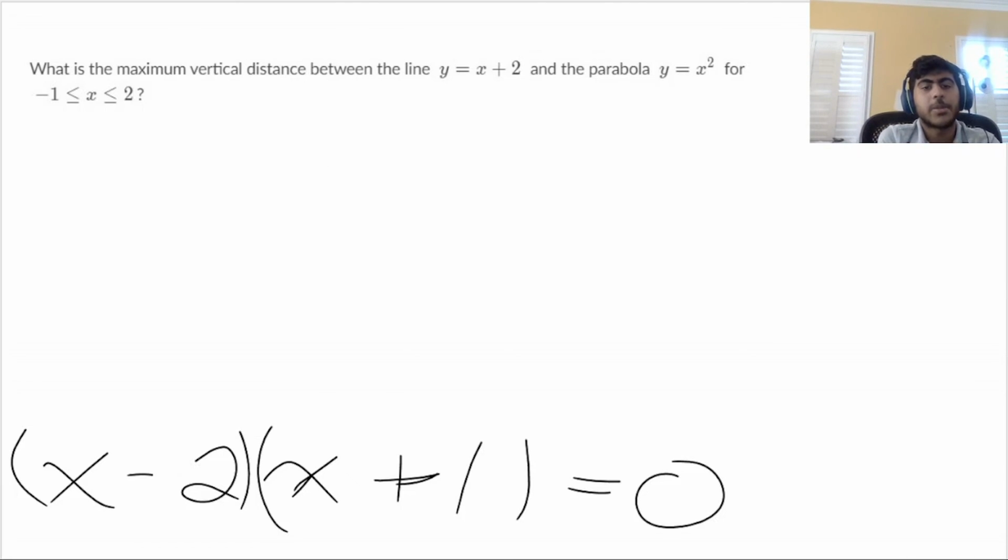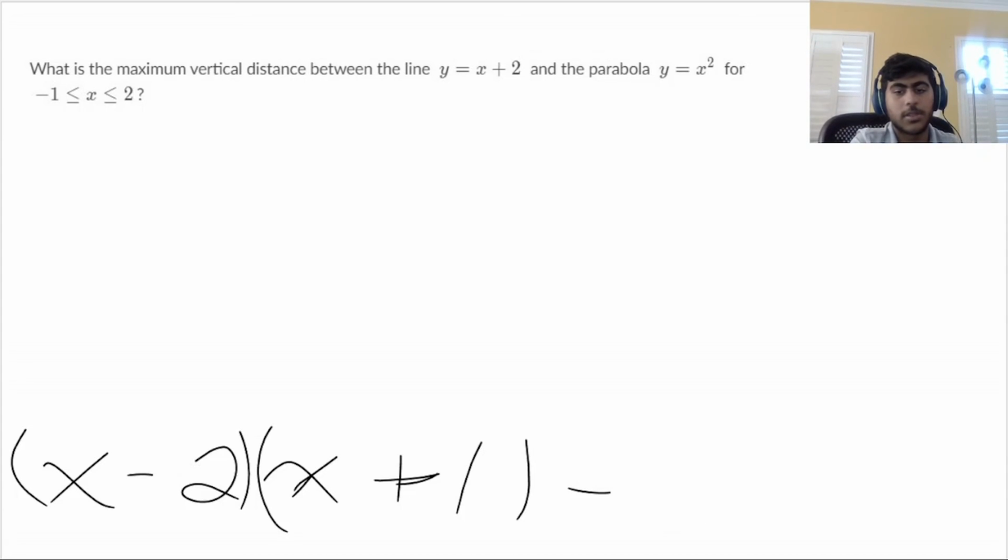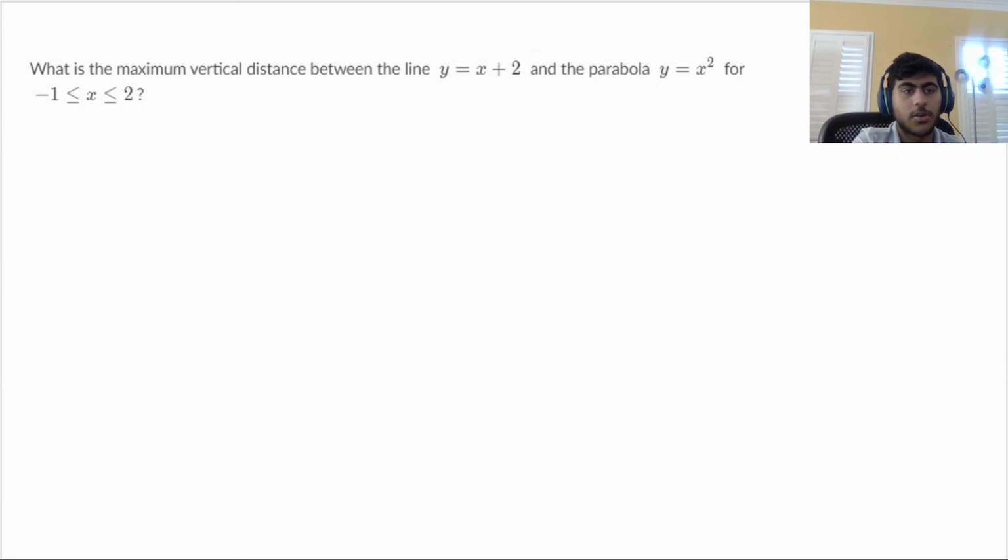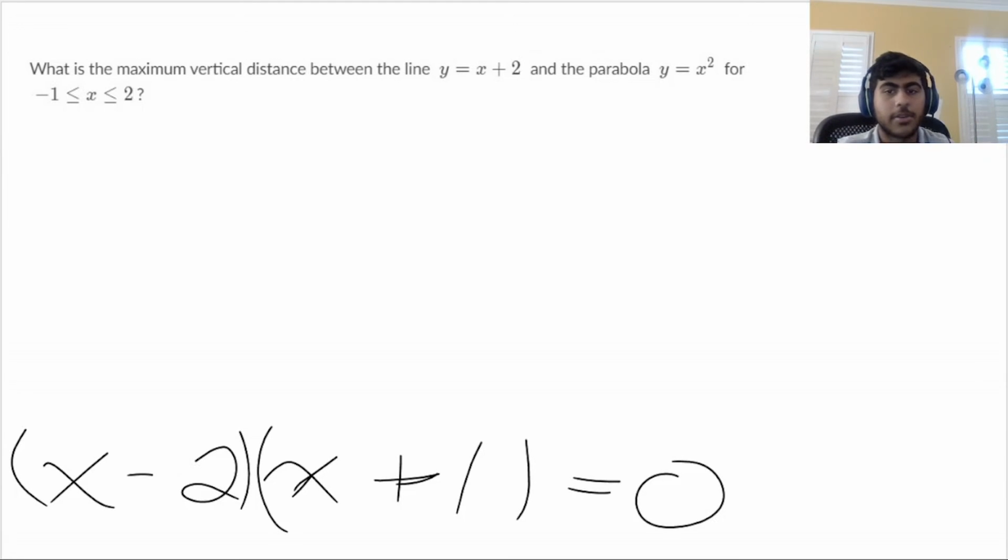We're trying to find the maximum vertical distance between the lines for -1 less than or equal to x less than or equal to 2. So we're trying to find the difference, right? Actually, let me put this back. We're trying to find the difference. So the difference is x squared minus this, or just this part. And we're trying to find that maximum for the interval -1 less than or equal to x less than or equal to 2.